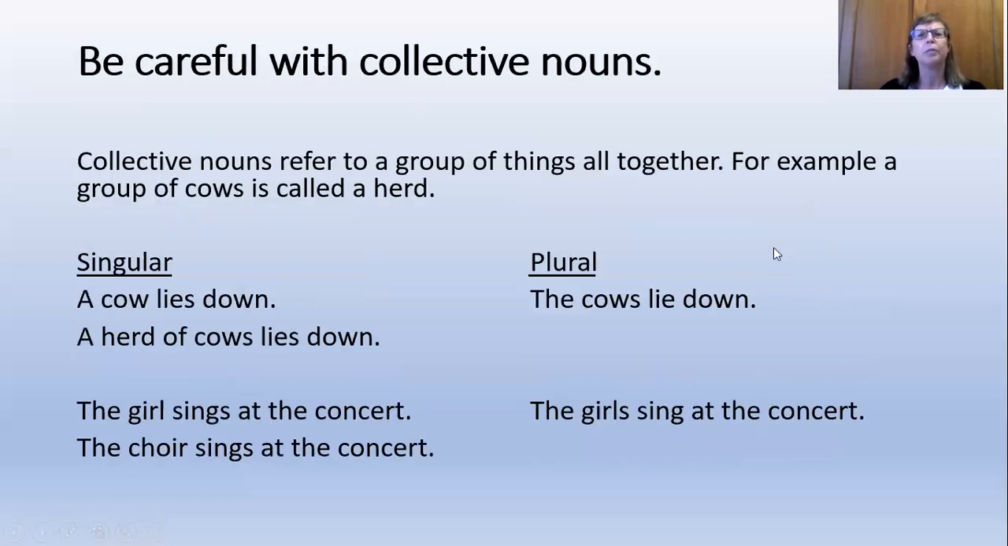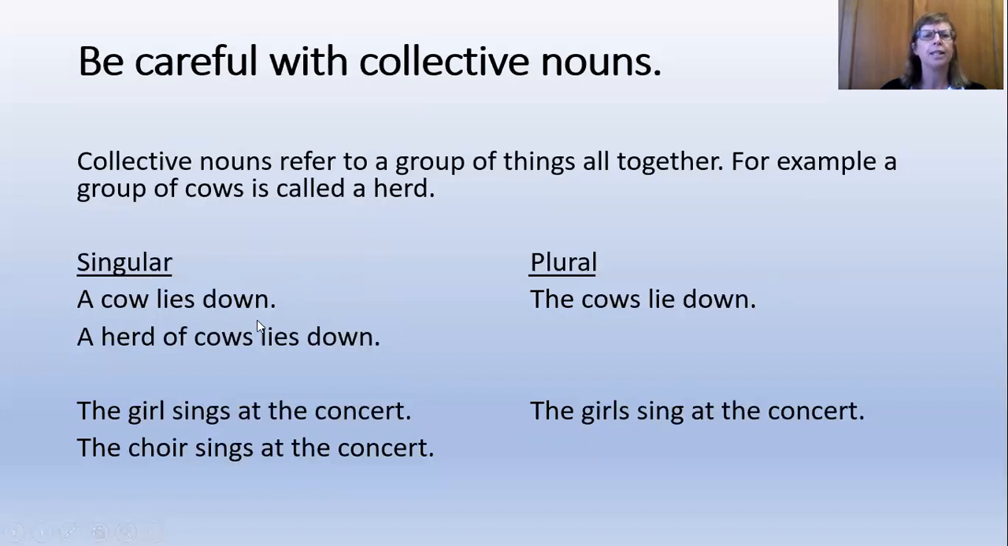However, we need to be careful with collective nouns. A collective noun refers to a group of things all together. For example, a group of cows is called a herd. So when we have the collective noun herd, that's referring to the group of cows as a single unit. So now that herd, even though it consists of many cows, will be a singular subject. And let's look at how that would look.